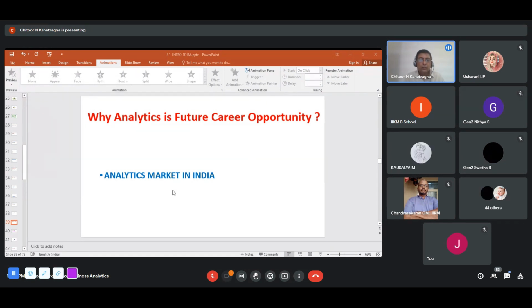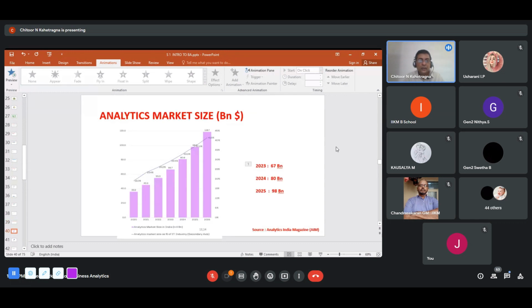Because I believe in numbers, and there are some clear pointers. This is the analytics market size. These are the numbers in terms of business written up by all the companies. The list I put up: HSBC, Tech Mahindra, Tiger Analytics, all of these companies. What was $1 billion earlier, in 2023 it's $67 billion. That's the size of the market. Whereas in 2024, it's expected to almost touch $100 billion by 2025.